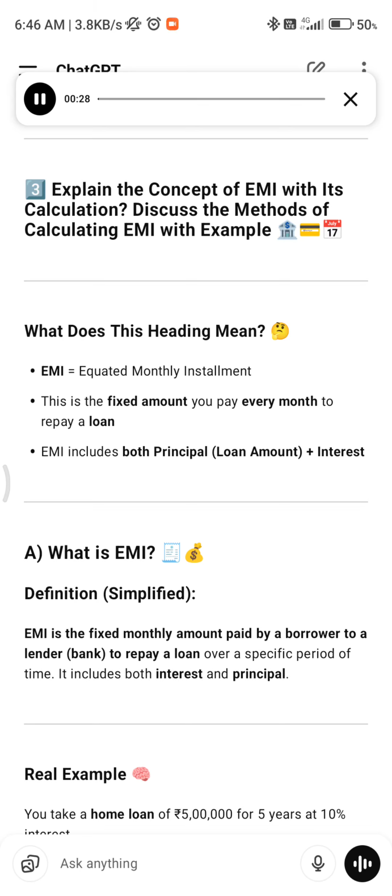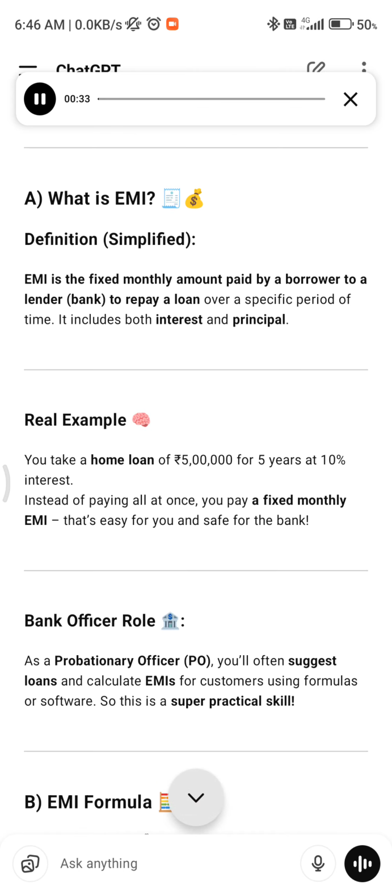A. What is EMI? Definition simplified: EMI is the fixed monthly amount paid by a borrower to a lender, a bank, to repay a loan over a specific period of time. It includes both interest and principal. You take a home loan of $5,000 for 5 years at 10% interest. Instead of paying all at once, you pay a fixed monthly EMI. That's easy for you and safe for the bank. Bank officer role: as a probationary officer, PO, you'll often suggest loans and calculate EMIs for customers using formulas or software. So this is a super practical skill.